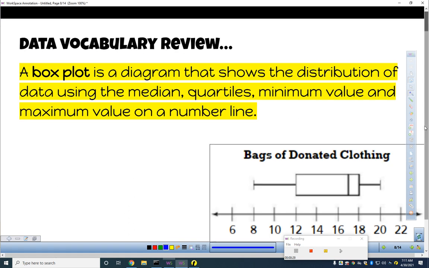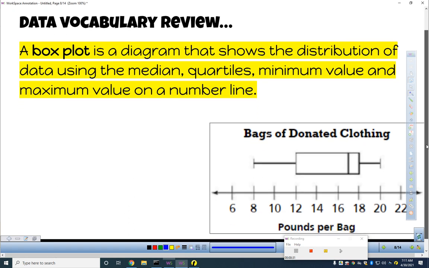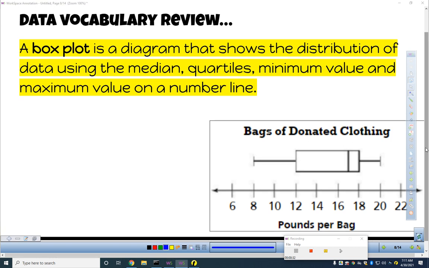So here's just some quick vocabulary for you. A box plot is a diagram that shows the distribution of data using the median, quartiles, minimum value, and maximum value on a number line. Some of those words might not mean anything to you yet, but we're going to get into that. If you are following along in your notes, make sure you highlight this. If it's highlighted on the board, it should be highlighted in your notes.